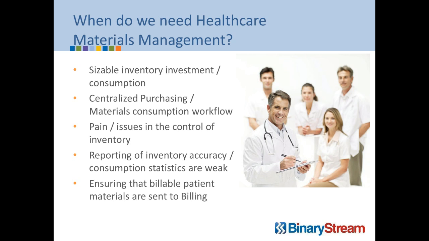Also in hospitals, the reporting of inventory accuracy and the consumption statistics tend to be weaker. And they tend to be weaker, again, because in central stores, the goods and flow of goods are very, very well monitored. When we get to the consumption sites, as you'll find out, that's where the control gets weaker, because healthcare practitioners look after customer care first, and usually inventory control and accuracy isn't high on their list.